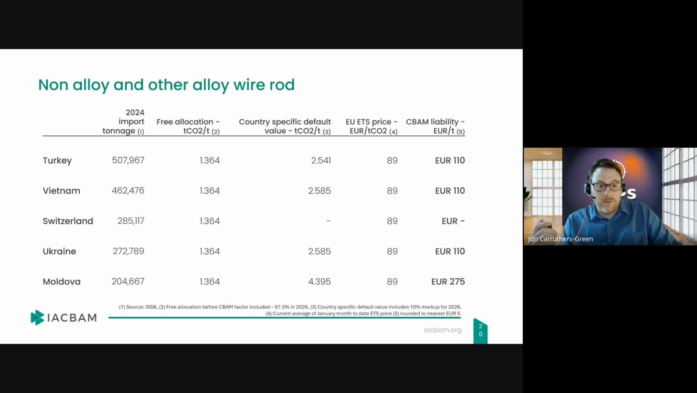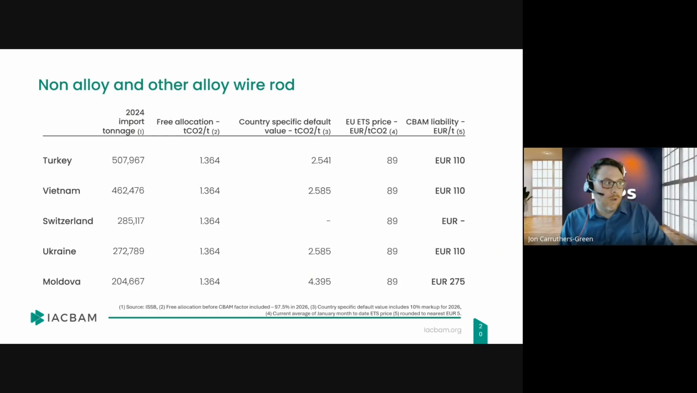The other one of note here is Moldova. When I was looking through some of these a little earlier, I couldn't actually find a value for wire rod sourced from Moldova. As I said before, in this case, the methodology says that you use the other countries and territories not specified figure, and that comes out at around 275 euros.